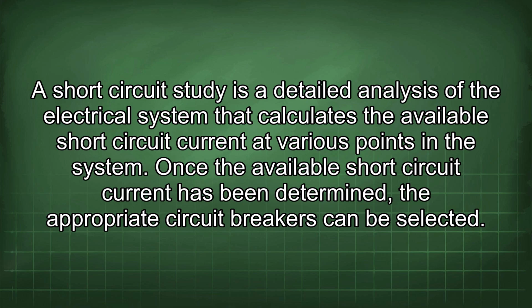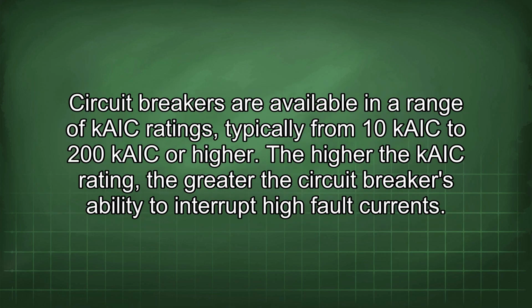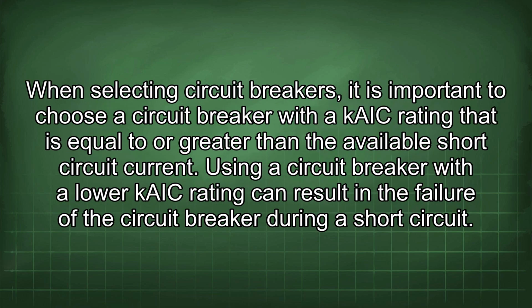Once the available short circuit current has been determined, the appropriate circuit breakers can be selected. Circuit breakers are available in a range of kAIC ratings, typically from 10 kAIC to 200 kAIC or higher. The higher the kAIC rating, the greater the circuit breaker's ability to interrupt high fault currents. When selecting circuit breakers, it is important to choose a circuit breaker with a kAIC rating that is equal to or greater than the available short circuit current. Using a circuit breaker with a lower kAIC rating can result in the failure of the circuit breaker during a short circuit.